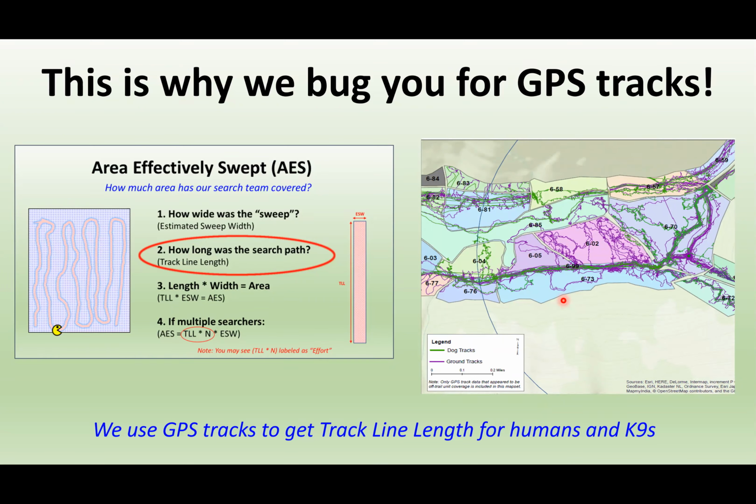So again, this is why it's important when we ask you to clear your tracks just prior to starting your assigned search area. Otherwise, we get a track that starts here and then has a 200-mile length line off the map and goes all the way back to Seattle where you started.